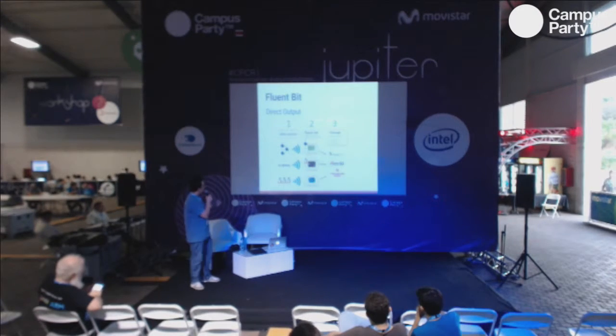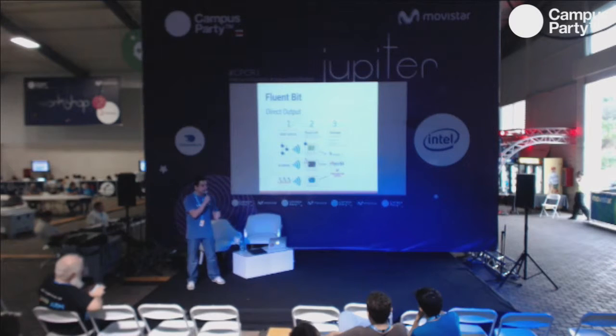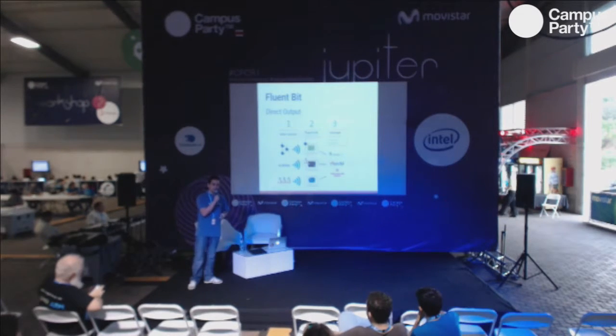Well, and we also implement a direct output. So if you have a Raspberry Pi, a bigger board, you can run Fluent Bit on that and push that information out to a MongoDB service, Amazon S3, or anything.